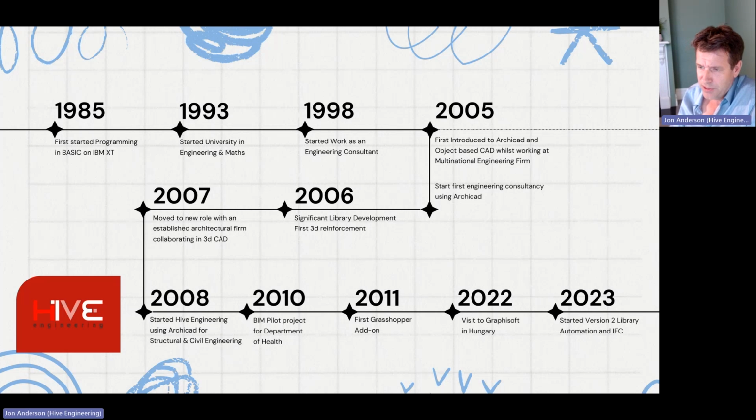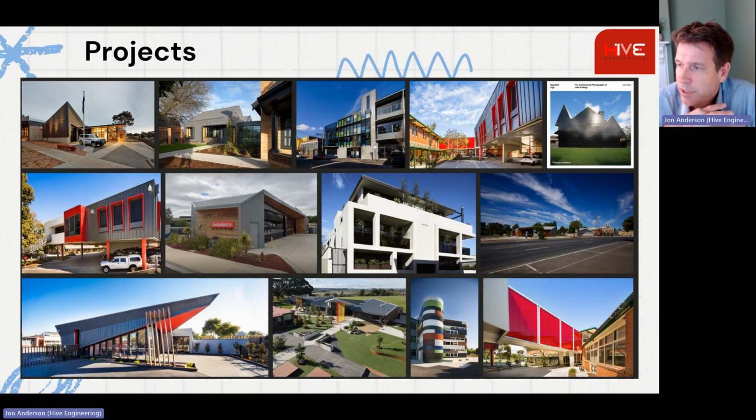And that was quite instructive. The other thing that was kind of interesting was in 2011, I wrote an add-on to plug in with Grasshopper. This, I guess, predates the one that Graphisoft now have implemented fully into the software. So I visited Graphisoft in Hungary in 2022, and since then I've been working on upgrading to a newer version and automating some of the processes that I've been doing. So that's the background. These are the type of projects that I do.